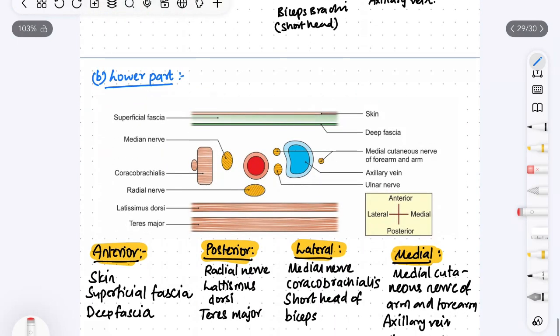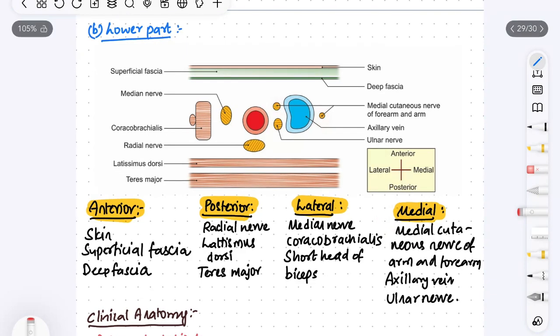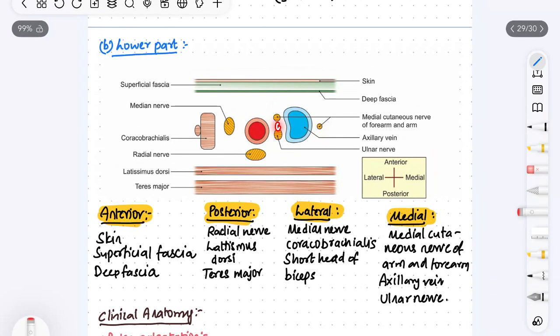Next, the lower part relations of the third part. The third part has an upper part and a lower part. The upper part we have discussed. Now we'll be talking about the lower part. In the lower part, anteriorly we have skin, superficial fascia, deep fascia. In the posterior we have the radial nerve, the latissimus dorsi muscle along with the teres major muscle. Now on the lateral side we have the median nerve, coracobrachialis along with the short head of biceps. In the medial part we have the medial cutaneous nerve of arm and forearm along with the ulnar nerve and axillary vein.